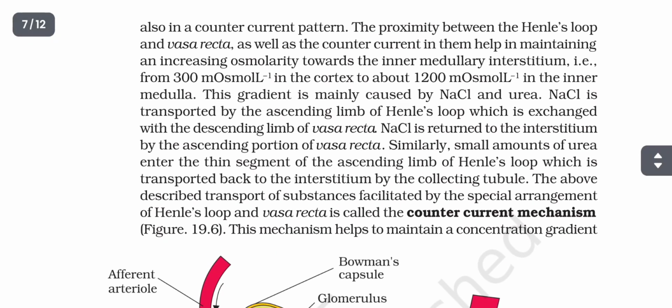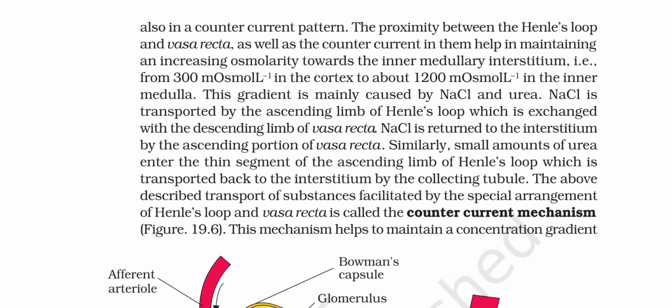This gradient is mainly caused by NaCl and urea. NaCl is transported by the ascending limb of Henle's loop, which is exchanged with the descending limb of vasa recta. NaCl is returned to the interstitium by the ascending portion of vasa recta. Similarly, a small amount of urea enters the thin segment of the ascending limb of Henle's loop, which is transported back to the interstitium by the collecting tubule.